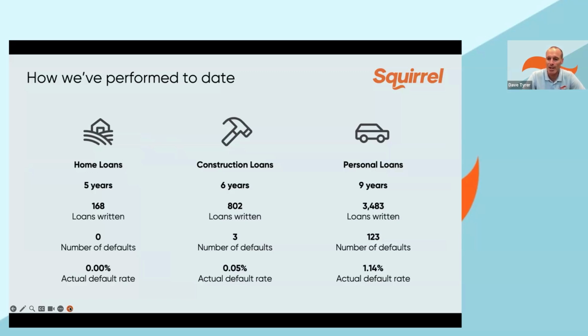Personal loans, running for 9 years, we've written 3,500 loans. We've seen 123 loans default for an actual default rate of 1.14%. Some people might say, wow, that's a big jump up from the secured loans. Well, yes, that's the nature of personal lending. It is a higher risk portfolio. And I think I showed you the Australian data earlier, which suggested that was running at about 2.5% through that GFC period for Australia. So overall, that default rate at 1.14% actually is pretty good. And the quality of that portfolio today is even higher than that. I'd expect that actual default rate to come down over time.